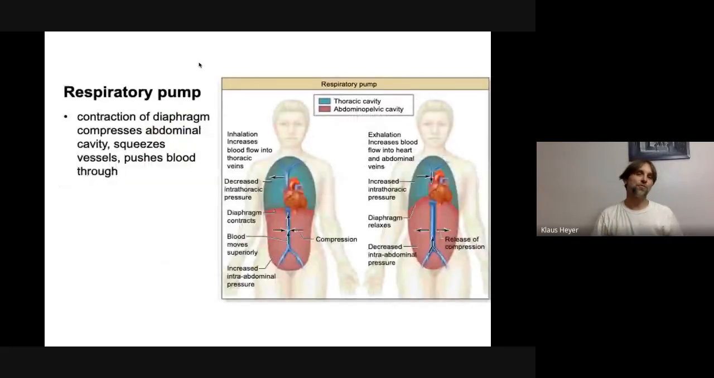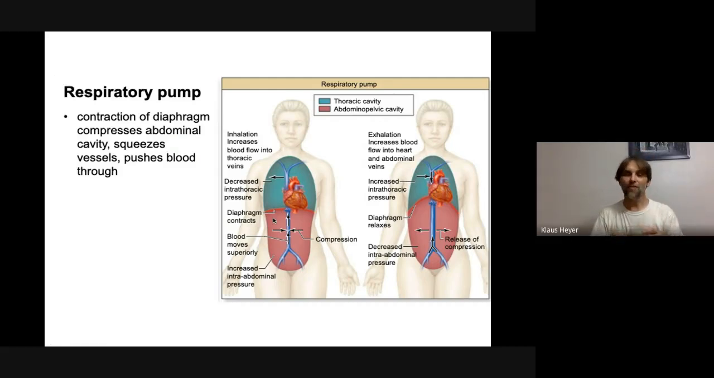Another way is the respiratory pump. So look at the person on the right. The diaphragm is at the bottom of your sternum, and it's not flat, it's curved up. Every time you breathe, that diaphragm is going to contract. And when it contracts, it flattens out, right? So the diaphragm's naturally not flattened out, and when you contract, it flattens out.